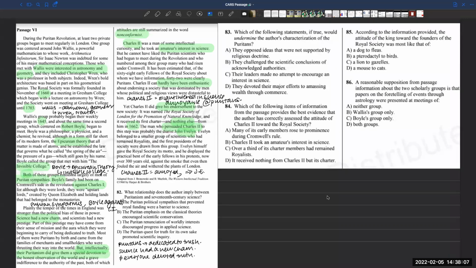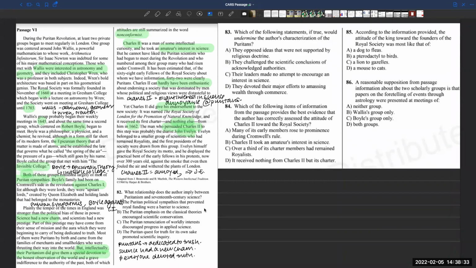All right. What relationship does the author imply between Puritanism and 17th century science? So let's take a look. A, the Puritan political sympathies that prevented royal funding were a barrier to science. Do we say that they have a barrier to science and that they can't practice their science? No. So I don't know where that's coming from.